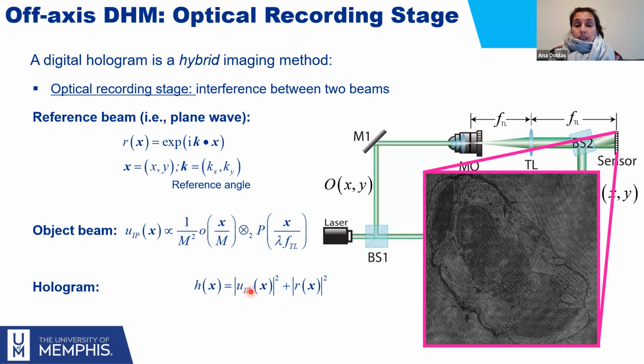getting the square modulus with the reference. And that's what we're going to call the hologram.